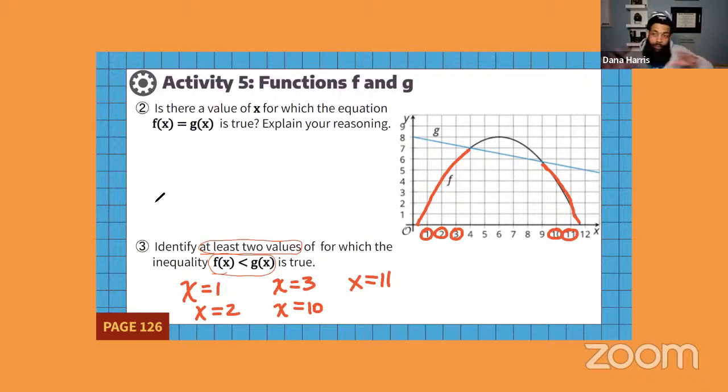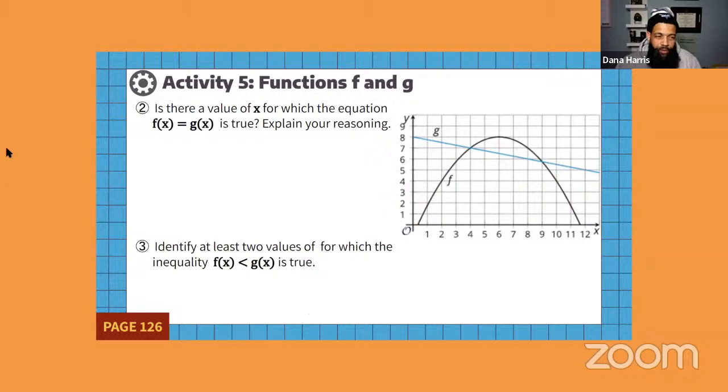Now, I'm going to add a little bit to this, and you might want to say, well, Mr. Harris, when is f of x greater than g of x? So in these areas right here, now this is totally separate from this question, so please don't be confused. So let's erase this because I don't want to confuse y'all.